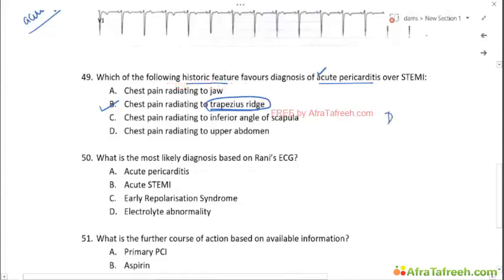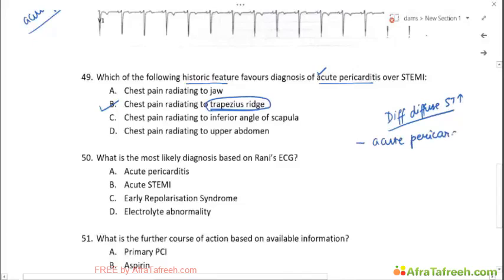Now we need to consider the differentials for diffuse ST elevations, right? So one, as we have seen, is acute pericarditis, then an extensive STEMI, right? If it involves more than one coronary territory, it can cause ST elevations in multiple leads. Okay, so an extensive STEMI can also cause diffuse ST elevation.